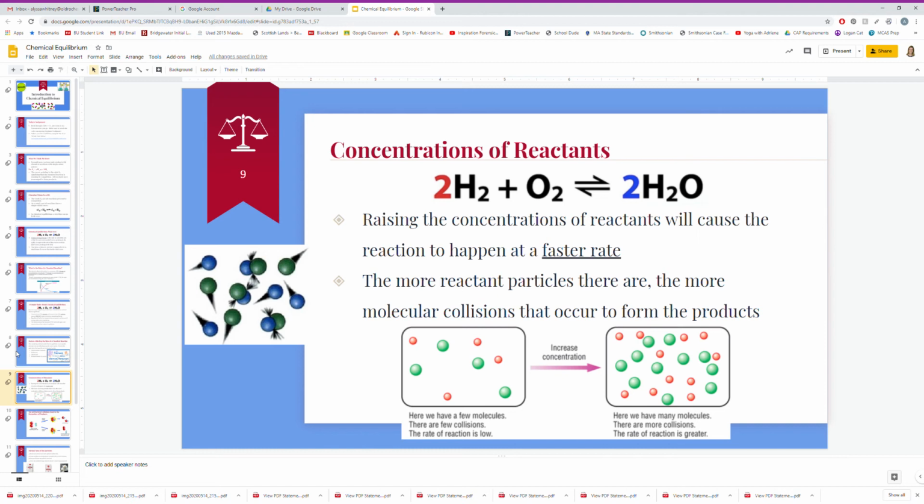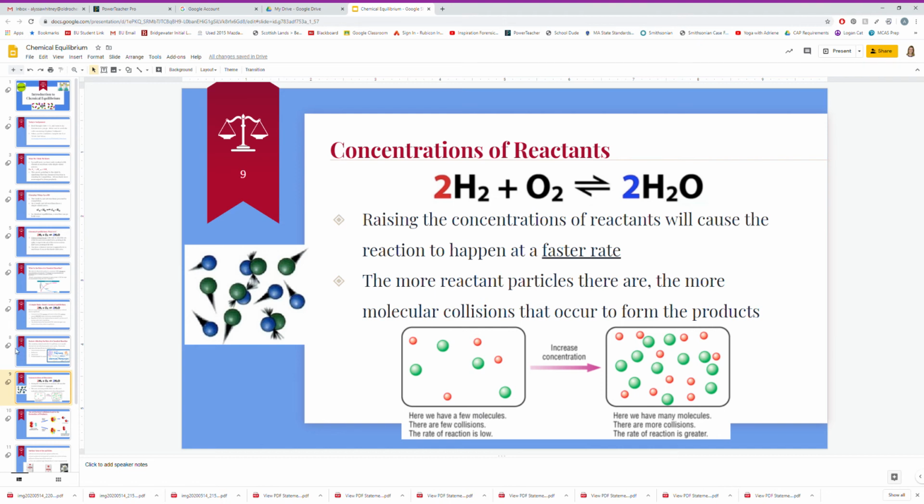All right, so concentrations of reactants. First and foremost, raising the concentrations of reactants will cause a reaction to happen faster. Increased concentration equals increased reaction rate. And what you're going to notice in all of these PowerPoint slides that we're going to talk through, all of these different factors impacting the rate of reaction, it all relates to molecular collisions.